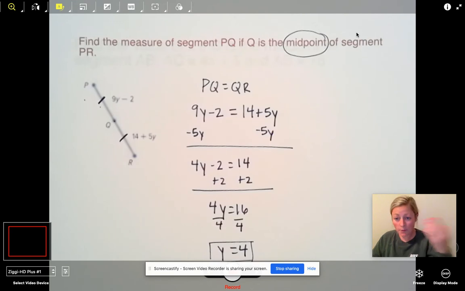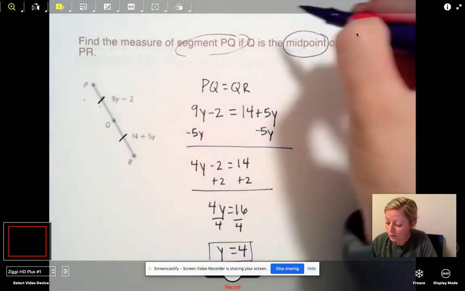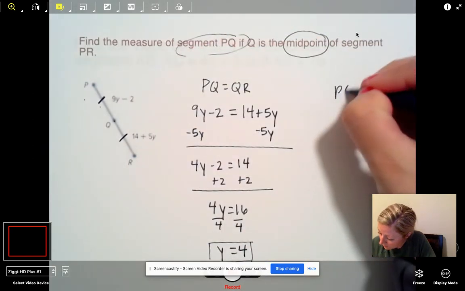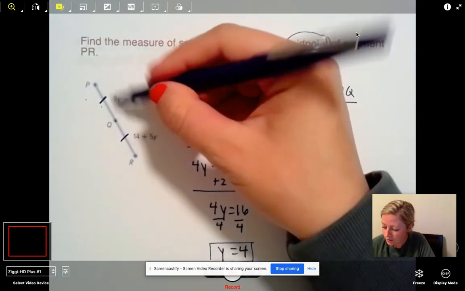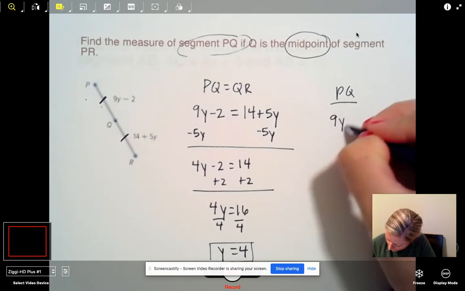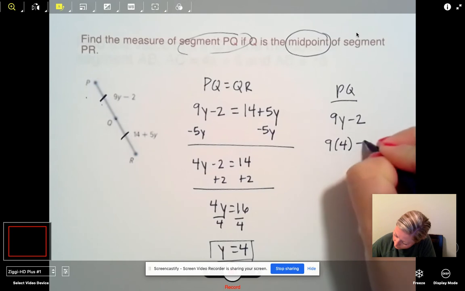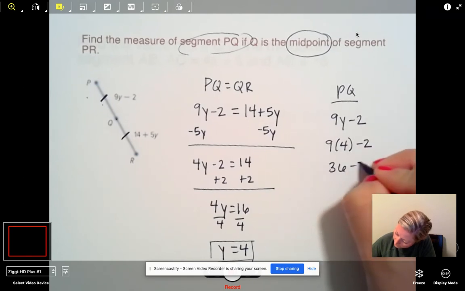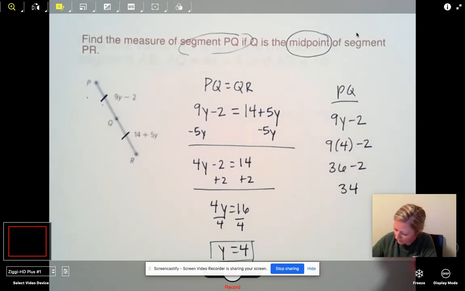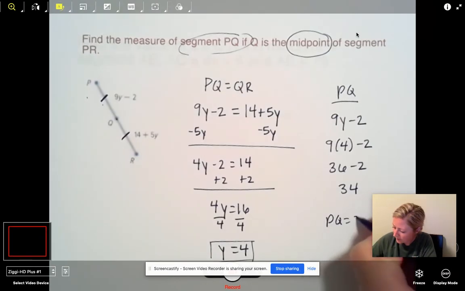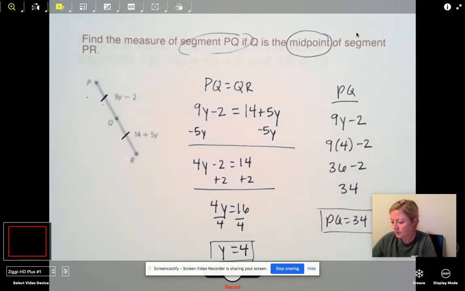But now always remember to go back and find what you're asked for. We are actually trying to find PQ, so now we got to plug in for PQ. So PQ was 9y minus 2. Plug in for y. We find that it is 34. How do we feel? Was that okay? A little bit of algebra kind of makes us feel good because we all know how to do that.